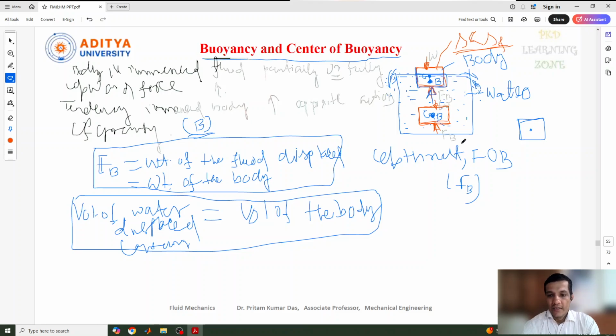Okay, similarly, when the object is going to be fully inside the fluid, the object's density is greater than the density of the fluid, and then it is going to be fully immersed inside the liquid. If you take an iron ball or any heavy metal kind of thing and throw it inside the liquid, obviously it is going to sink inside the water. Okay, so this is the concept of buoyancy, the center of buoyancy, the force of buoyancy, and the center of gravity.